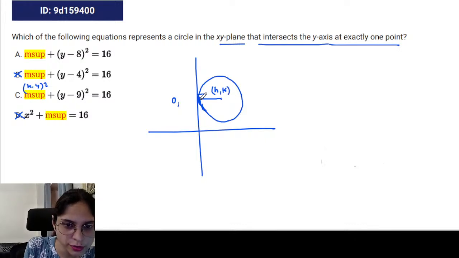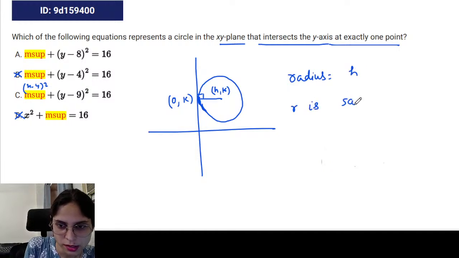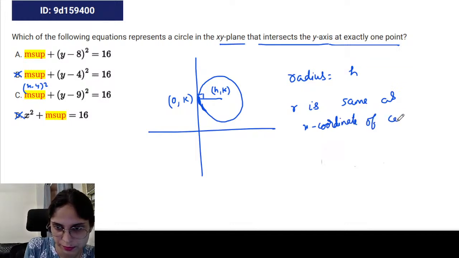Now we are just going h units, like this is a horizontal line, right? So the y coordinate has to be the same. So this will be 0, k. Got it? So now if this is 0, k, what is the radius? Radius is going to be equal to h. That means r is same as the x coordinate of center. Understood?